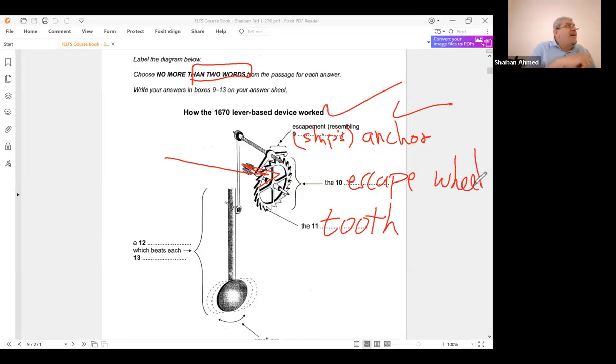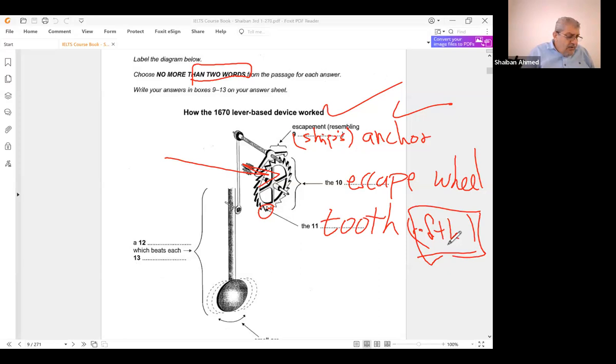Tooth of the escape wheel. Let me just write it in here. Of course you don't write the 'of the'. We don't write it, but just to tell you, of the escape wheel.